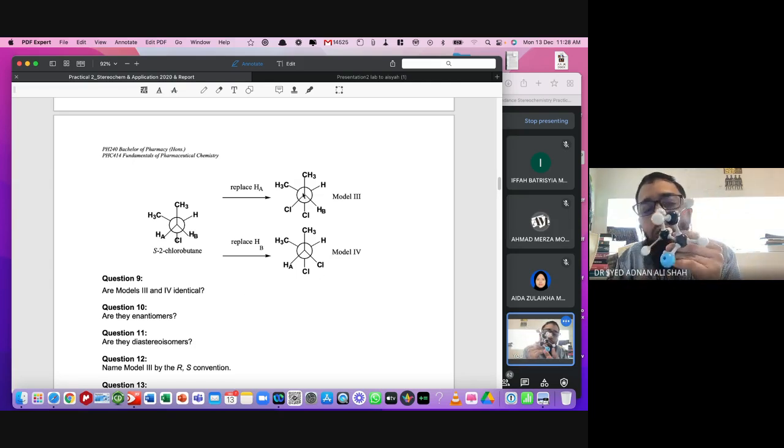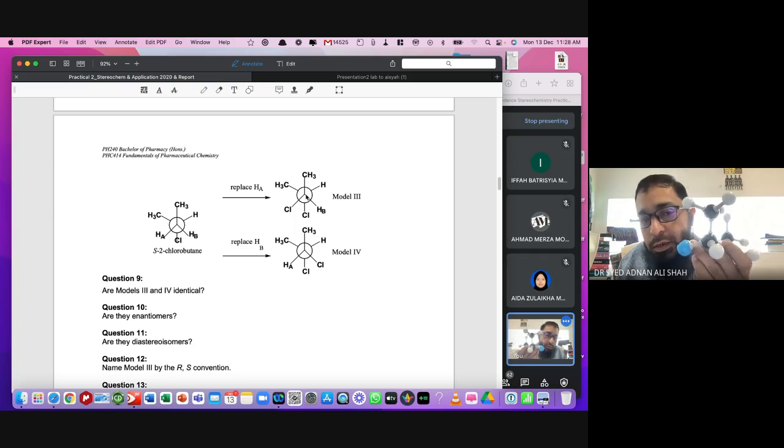So it is very easy to give the name of this molecule, the configuration of the molecule, with the help of the Newman projection, right? Move this hydrogen to the back. You have the chloride group, the bigger group, and then you move like this: R configuration. This is how you can assign the stereochemistry of the chiral carbon with the help of the Newman projection.